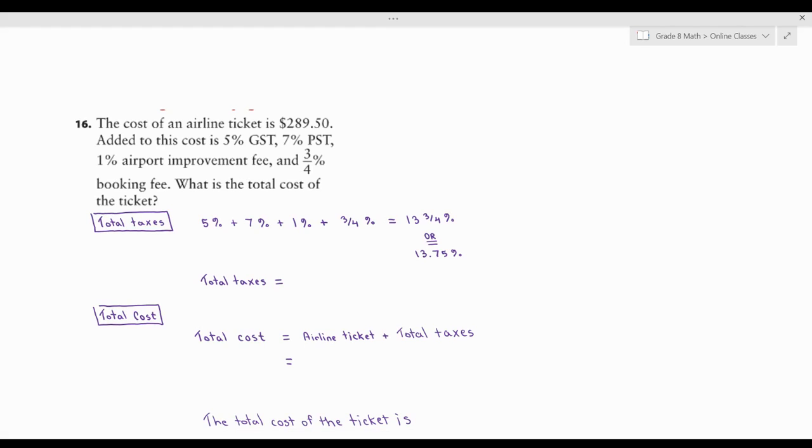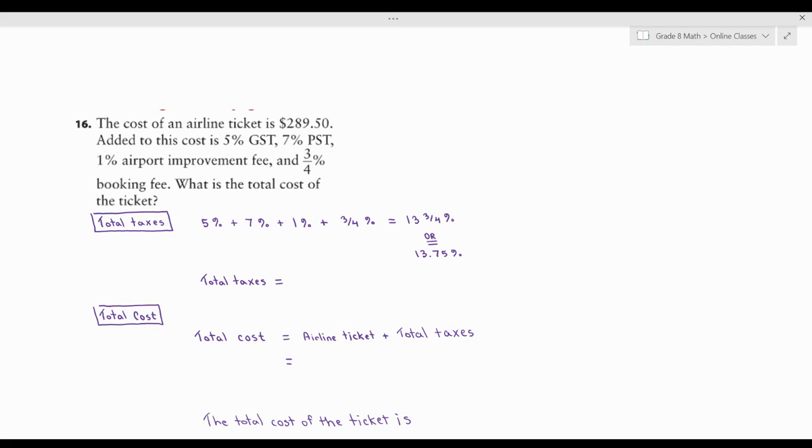Number 16 tells you that the cost of an airline ticket is $289.50. And added to this cost, there are the following. So there's a 5% GST, 7% PST, 1% airport improvement fee, and 3/4% booking fee. So the question wants you to figure out what is the total cost of the ticket.